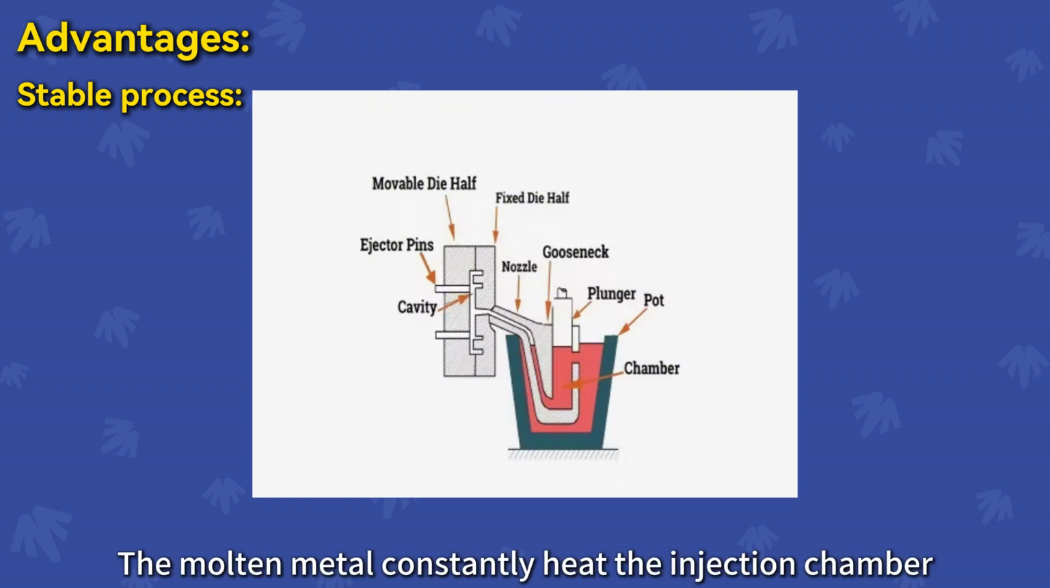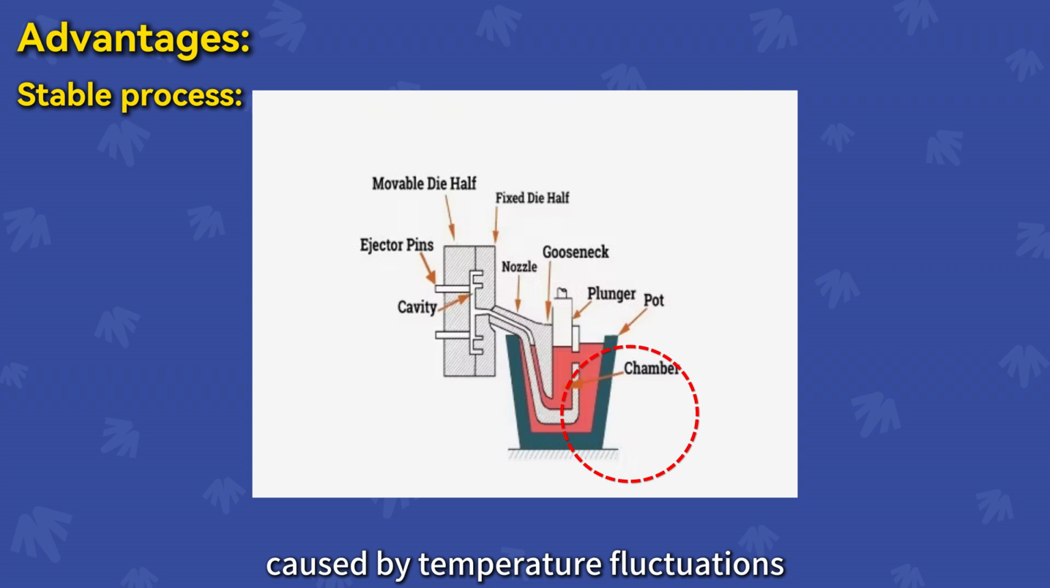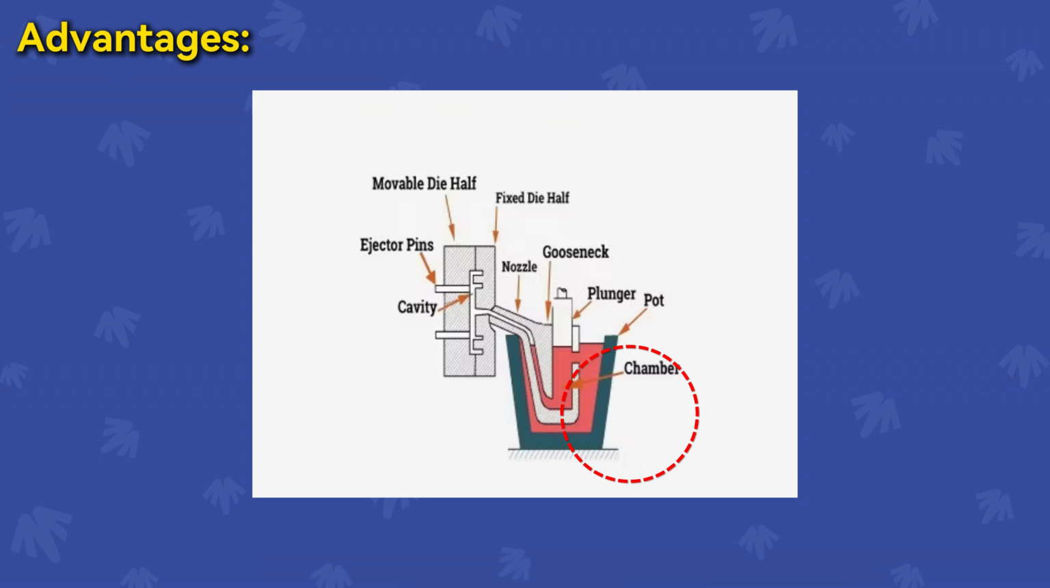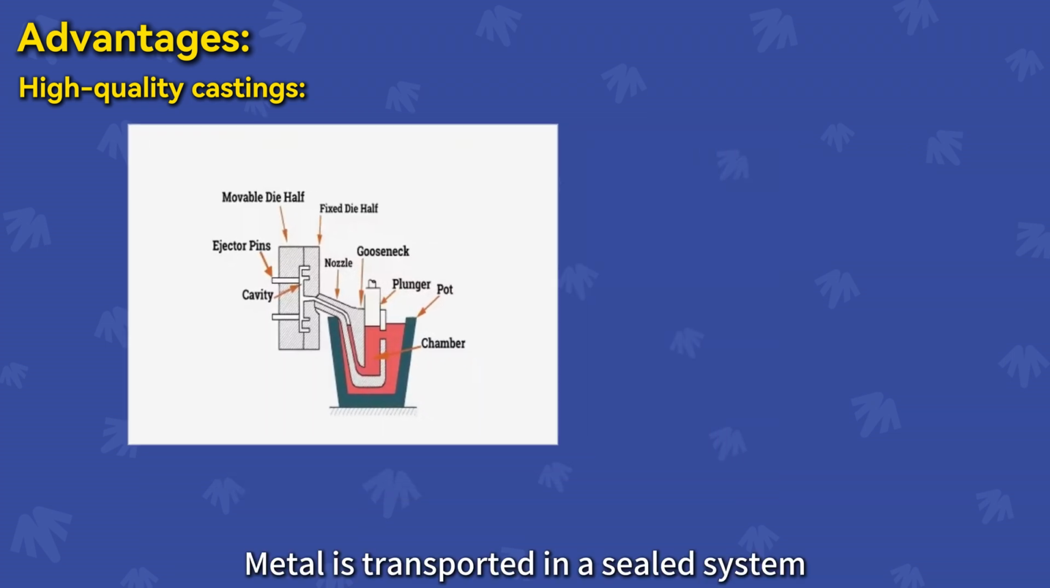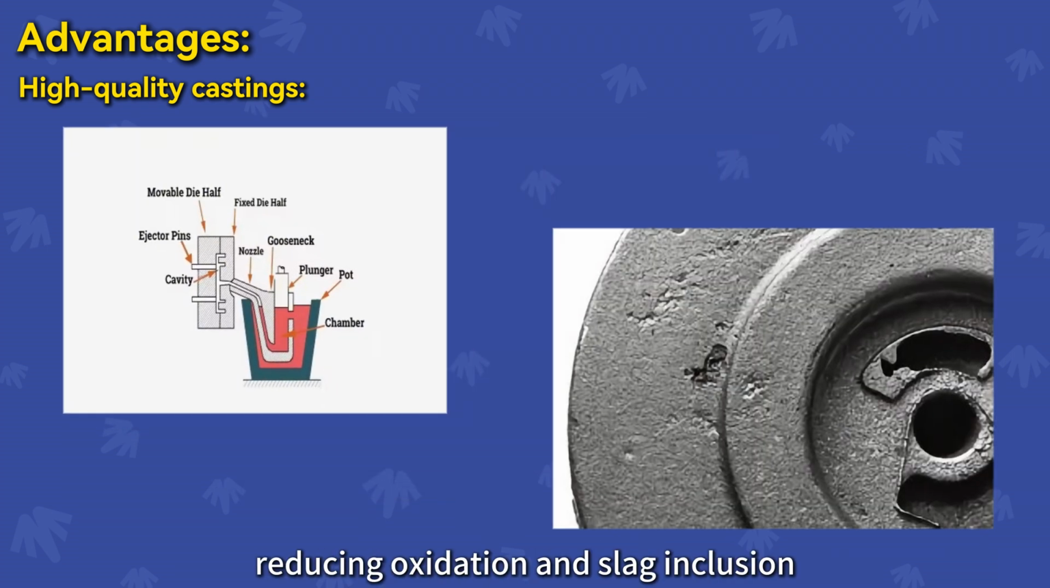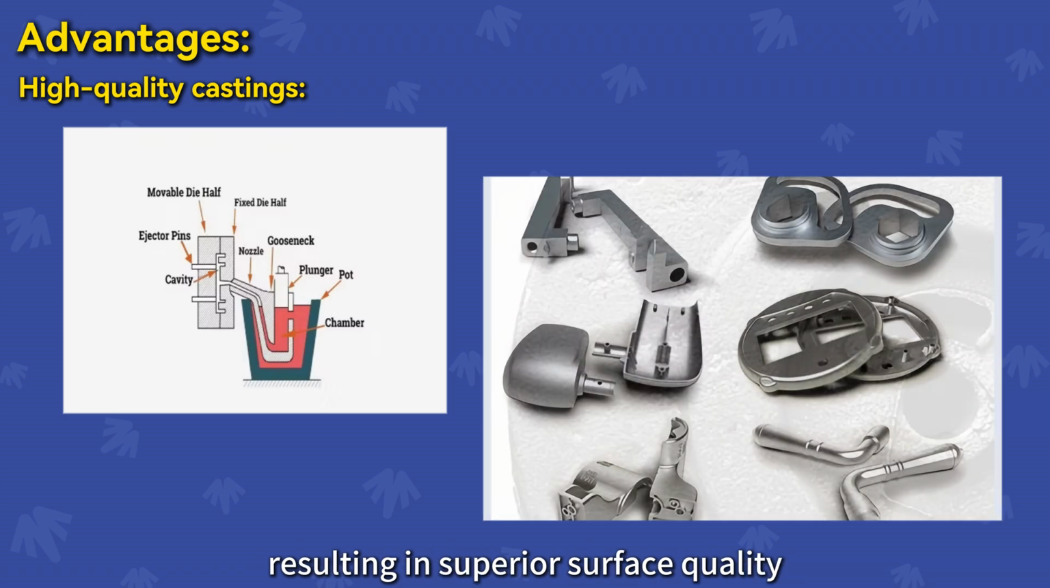Stable process. The molten metal constantly heats the injection chamber, avoiding instability caused by temperature fluctuations and cold material issues in cold chamber die casting. High-quality castings. Metal is transported in a sealed system, reducing oxidation and slag inclusion, resulting in superior surface quality.